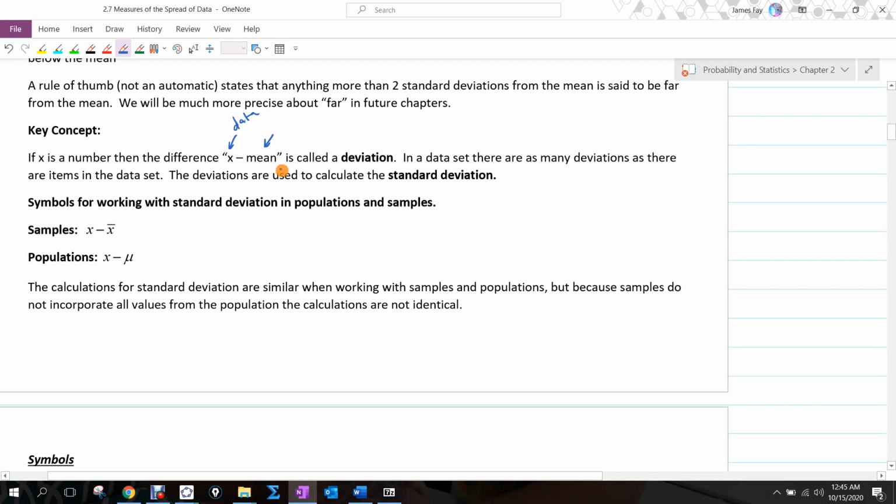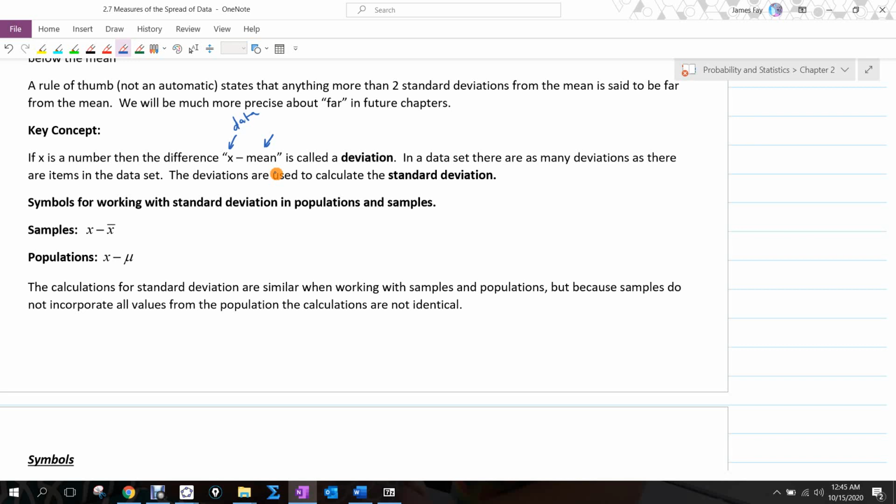Try to use "deviate" in a non-mathematical context. If I deviate from my task, that means I've gone away from my task. I'm not going to be able to accomplish it in an efficient manner. So it means to move away from something. So in a data set, there are as many deviations as there are items in the data set.